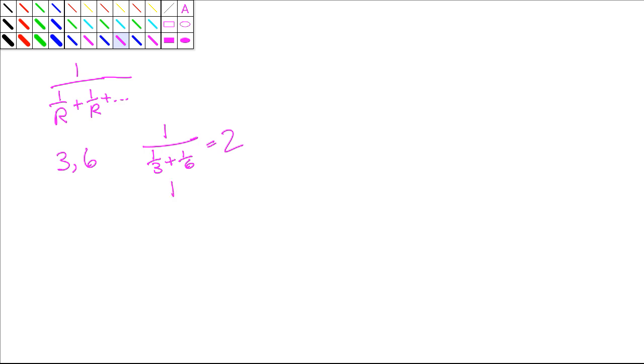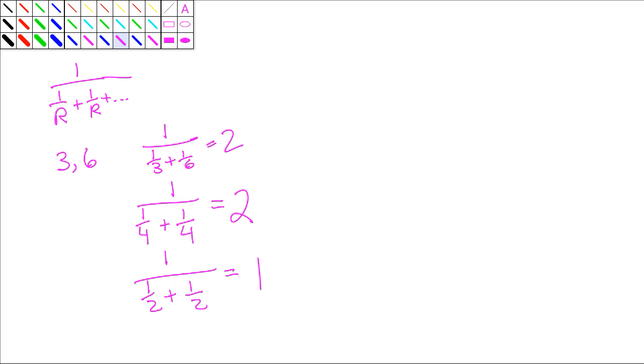Let's see some others. 1 over 4 plus 1 over 4. That's 1 over 2/4, or 1 over a half, which is also equal to 2. 1 over 2 plus 1 over 2. That's equal to 1 over 1, which is equal to 1. I have 1 over 3 plus 1 over 3 plus 1 over 3. That's 1 over 3/3, or equal to 1.